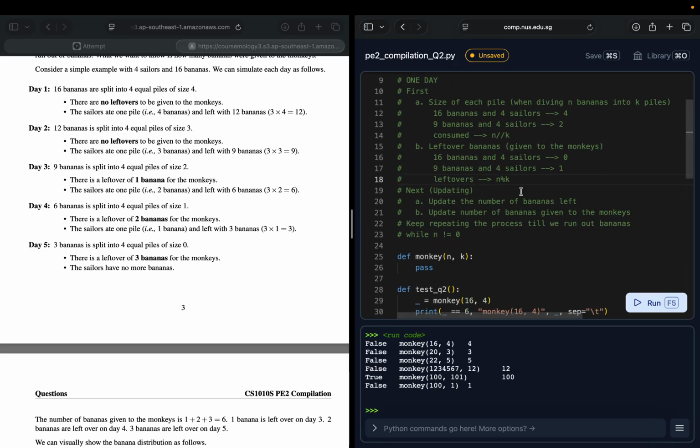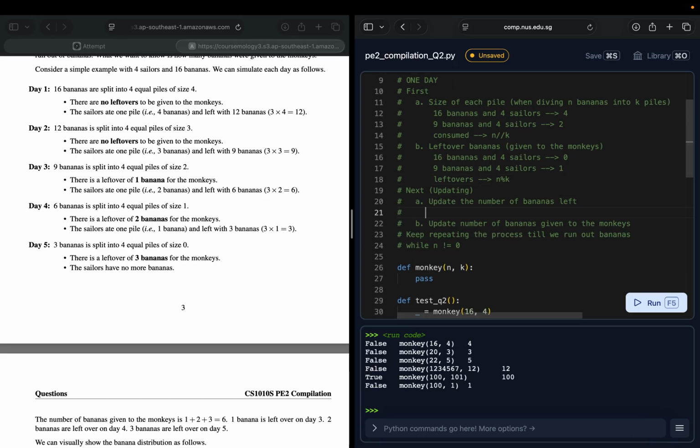So now we need to update the number of bananas left. Originally we started with n, right? So after that, we go to n minus the leftover bananas plus the consumed bananas. How did I come up with this? Because some of the bananas will be given to the monkeys, some of them will be consumed, and whatever is left is what goes into the next day, and we repeat the process again. So that is simple, and this should be quite straightforward.